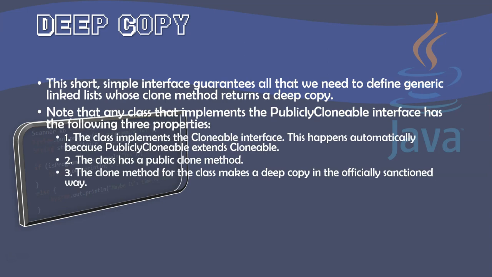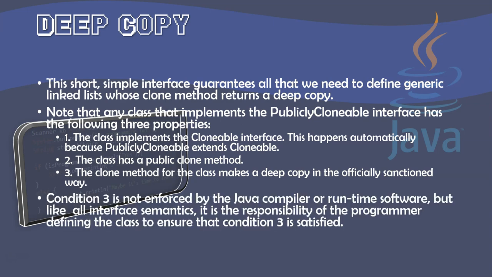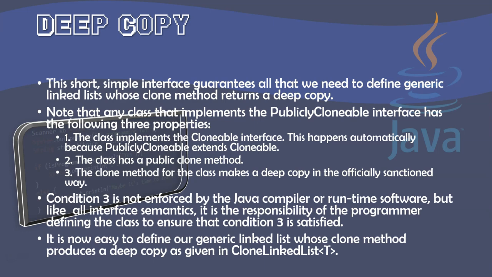Now, you'll note that any class that implements the PubliclyCloneable interface has the following three properties. The class implements the Cloneable interface, which automatically happens because PubliclyCloneable extends Cloneable. The class has a public clone method, and the clone method for the class makes a deep copy in the officially sanctioned way. Now, condition 3 is not necessarily enforced by the Java compiler or runtime software, but like pretty much all interface semantics, it is the responsibility of the programmer to define the class to ensure that condition is satisfied. It's not very easy to define our generic linked list whose clone method produces a deep copy, as we're going to see in the CloneLinkedList class.